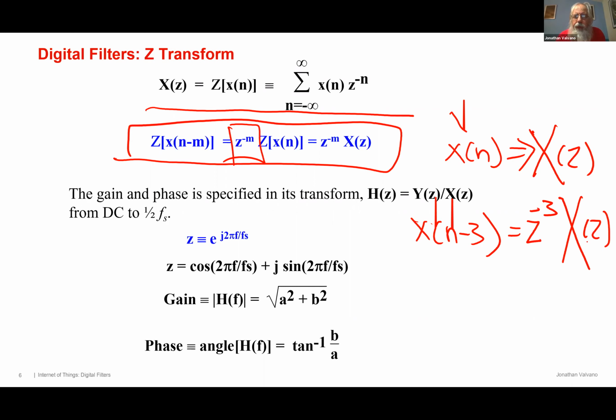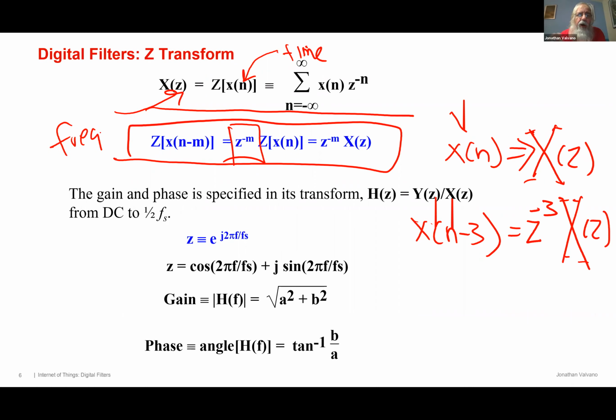Okay, and this capital X here is the transform of little x. Once we have an H, we can do the usual gain. Now, I said n was the time domain and Z was the frequency domain.